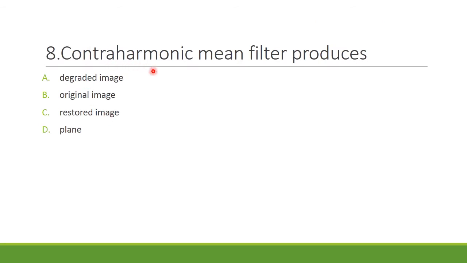Next question. Contraharmonic mean filter produces, 4 options are given. It produces restored image.